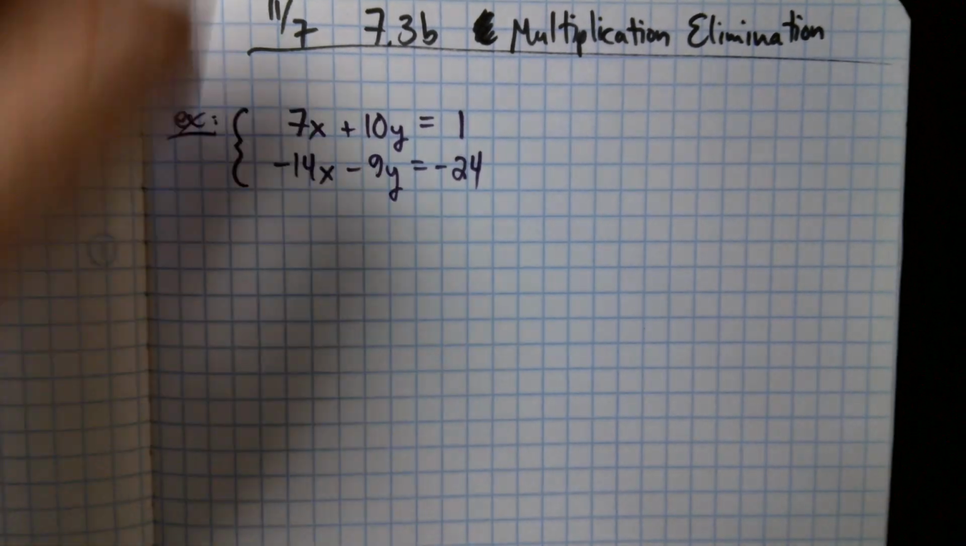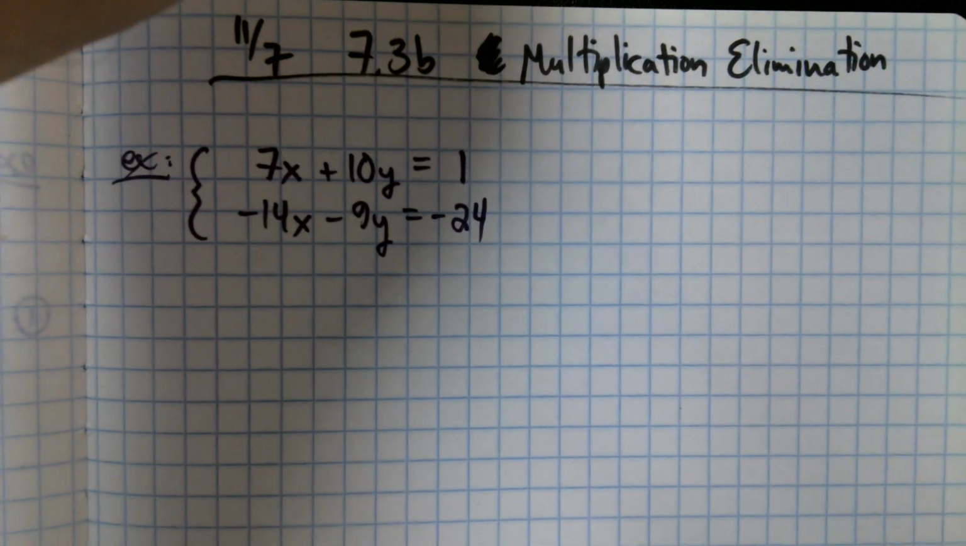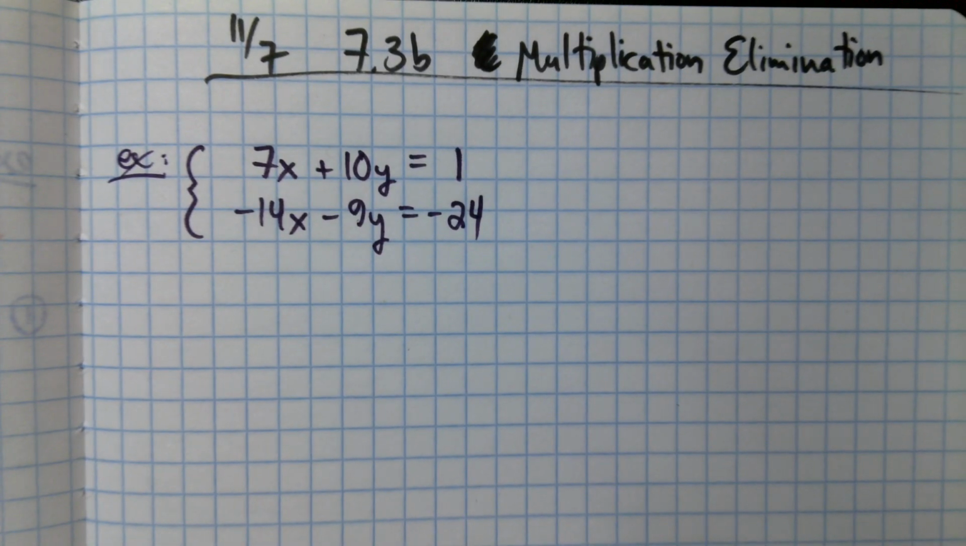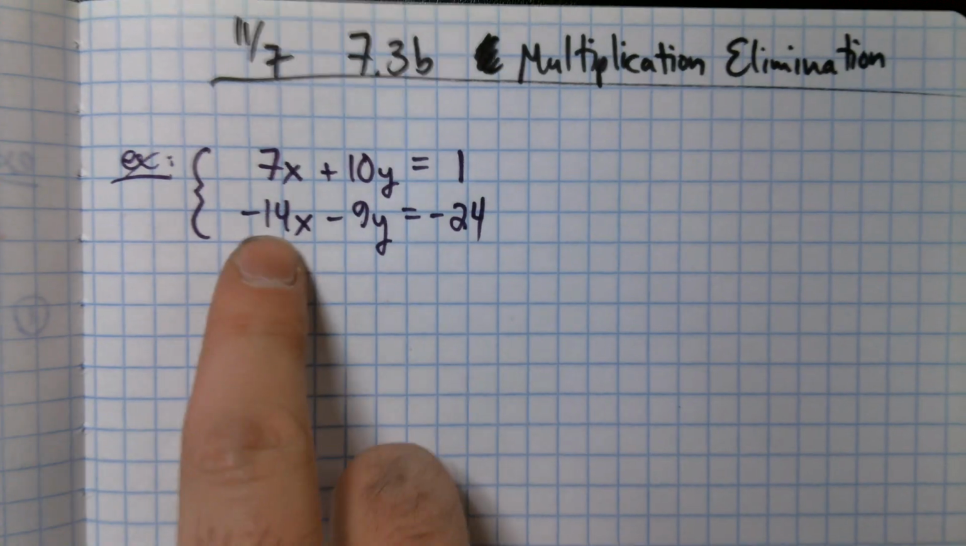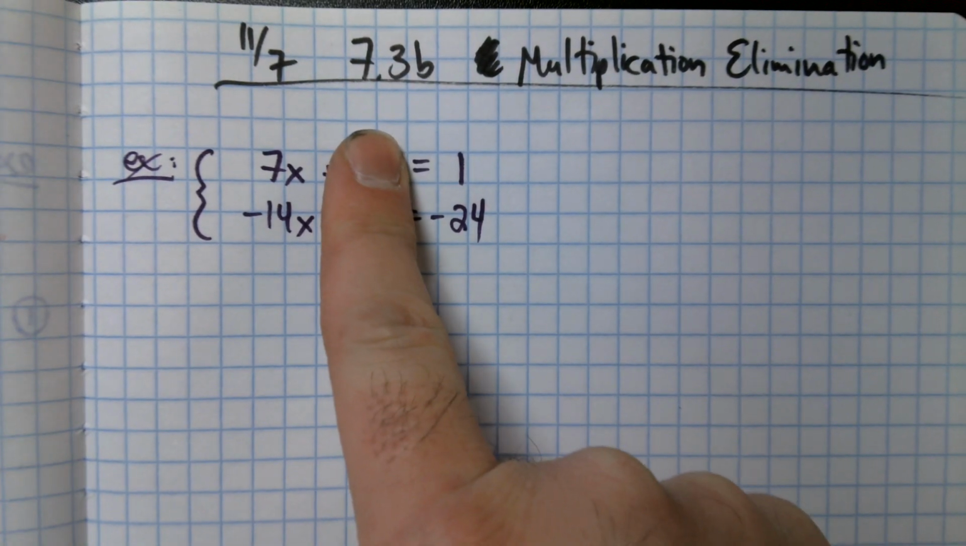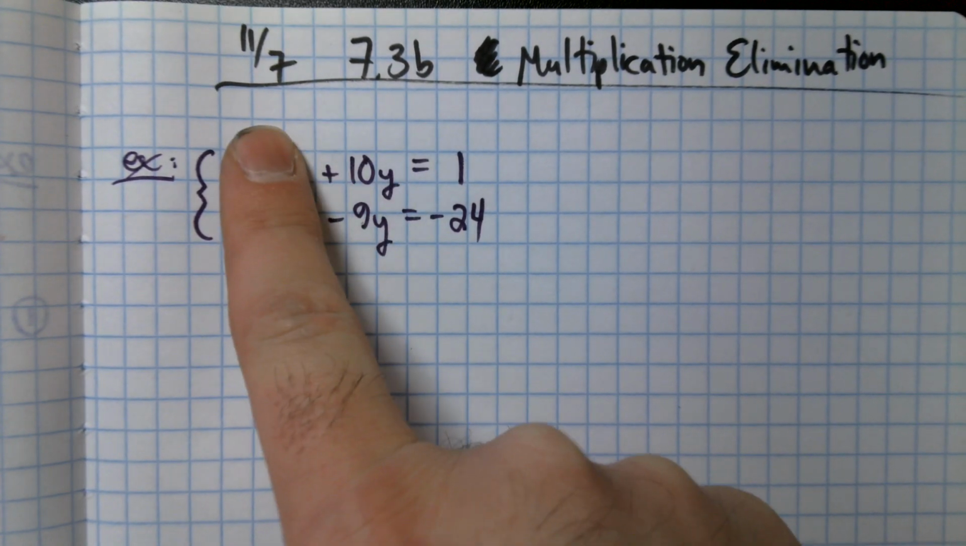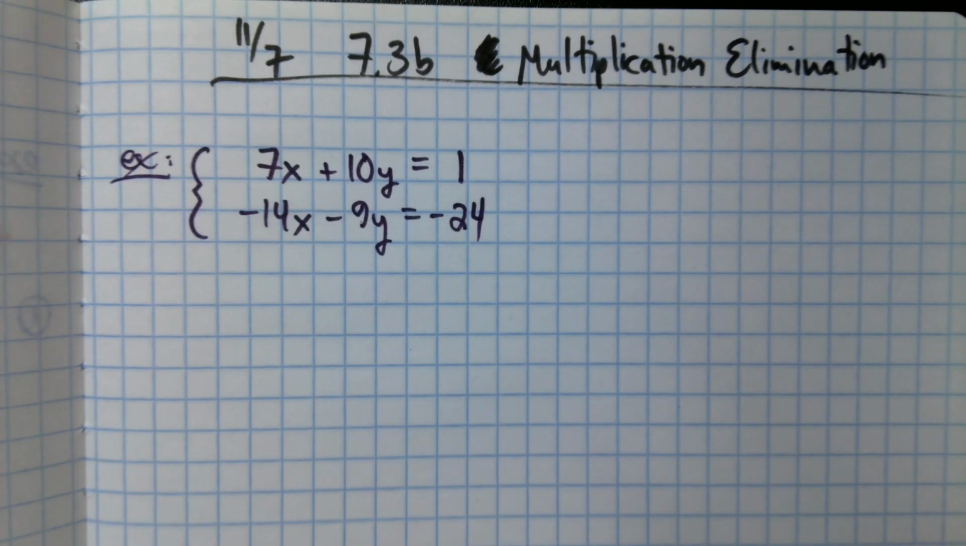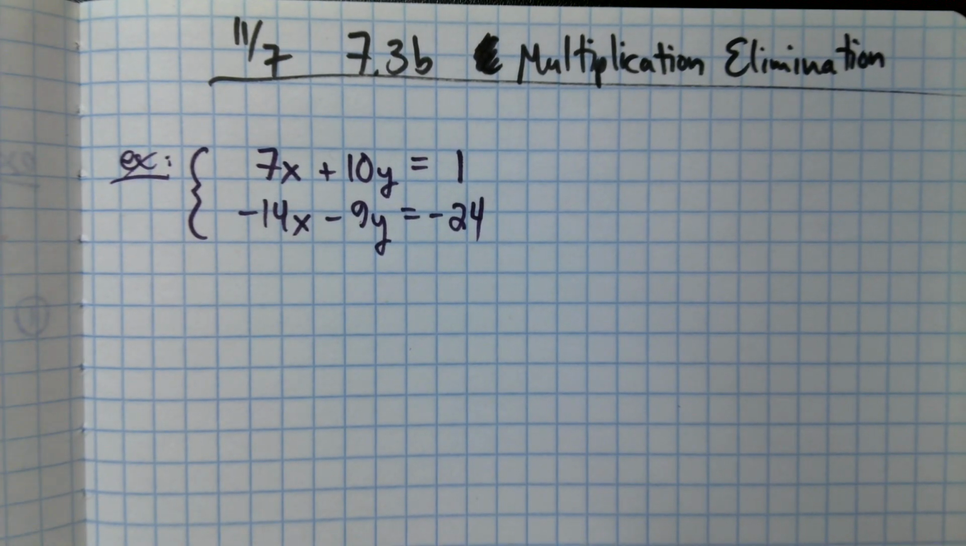Multiplication elimination. A fun rhyming name. What form is this system written in right now? Standard form, right? So I don't have a variable isolated, so my brain doesn't go to substitution. The intercepts are going to be real tricky with this one because it'll be 1/7 and 1/10. Yuck! I don't want to graph that. That would be difficult. So I don't want to graph it.